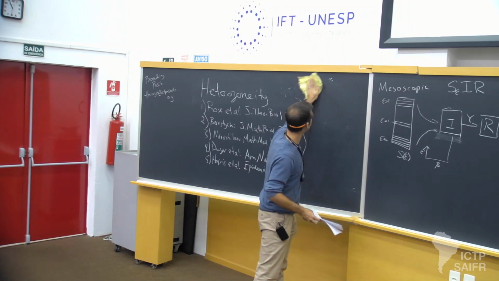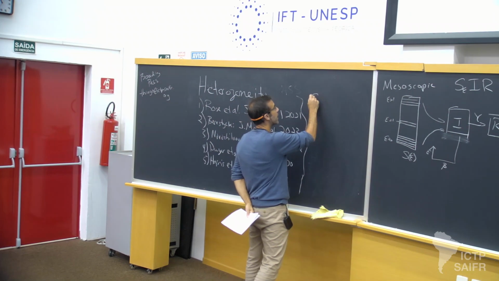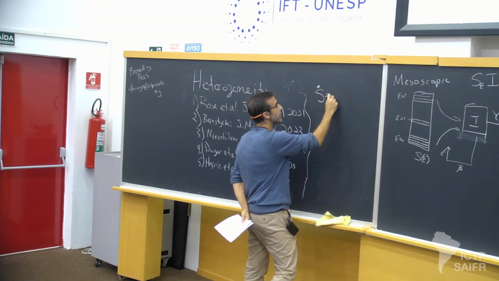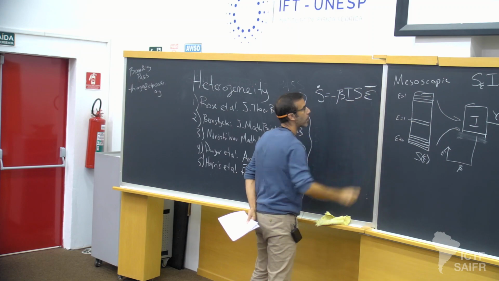And I just want to keep that in mind because we're going to have to collect some important parts, and we've already gotten one of the important parts, which is now that S dot is equal to minus beta I S epsilon bar. Okay?